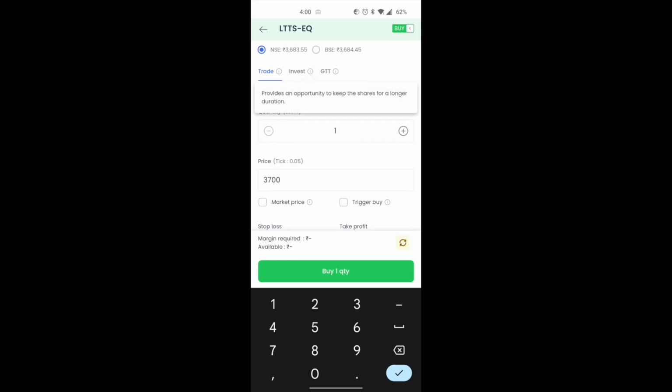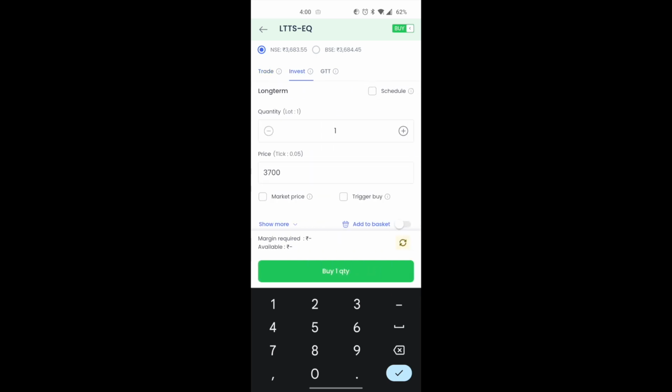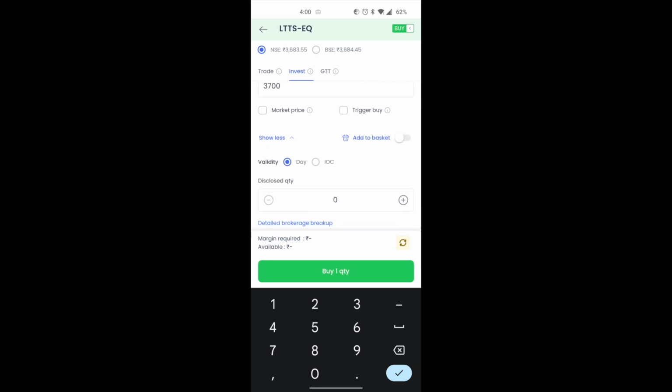If you go to invest orders, let's say if you want to invest, then you also have market price as well as trigger buy. Here also you can keep the validity as day or IOC. Day is nothing but the day's validity, and IOC is immediate or cancel, which will happen in these two things. GTT order we have also seen in the previous video as well.